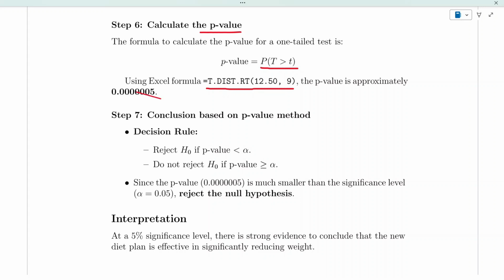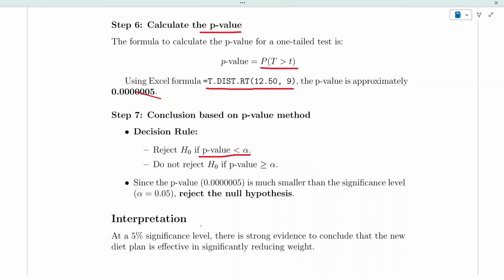Step 7. We have two things here. One is the p-value and the other is the significance level alpha. The decision rule says to reject the null hypothesis if the p-value is less than alpha, and do not reject the null if the p-value is greater than alpha. Since the p-value is much smaller than the significance level, we reject the null hypothesis. Therefore, both methods give the same conclusion of rejecting the null hypothesis.